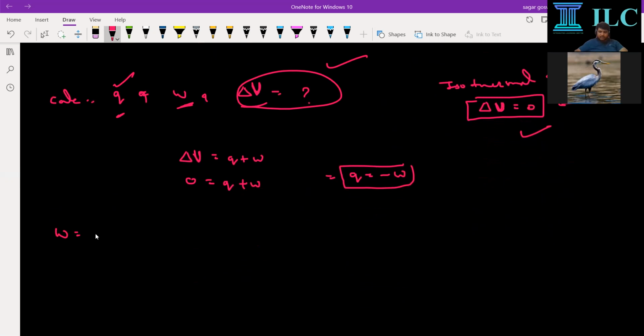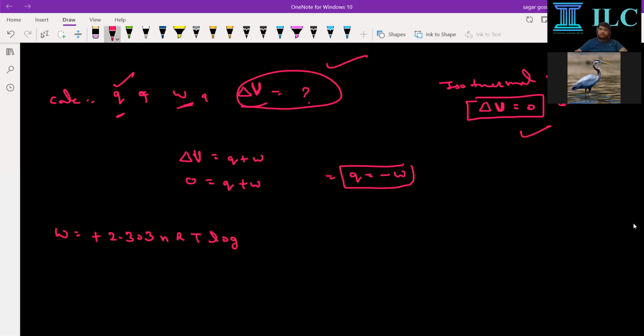What is the formula for the work done? Is it compression or expansion? Compression. So in compression we take a positive sign. Very good. W equals 2.303 nRT log.